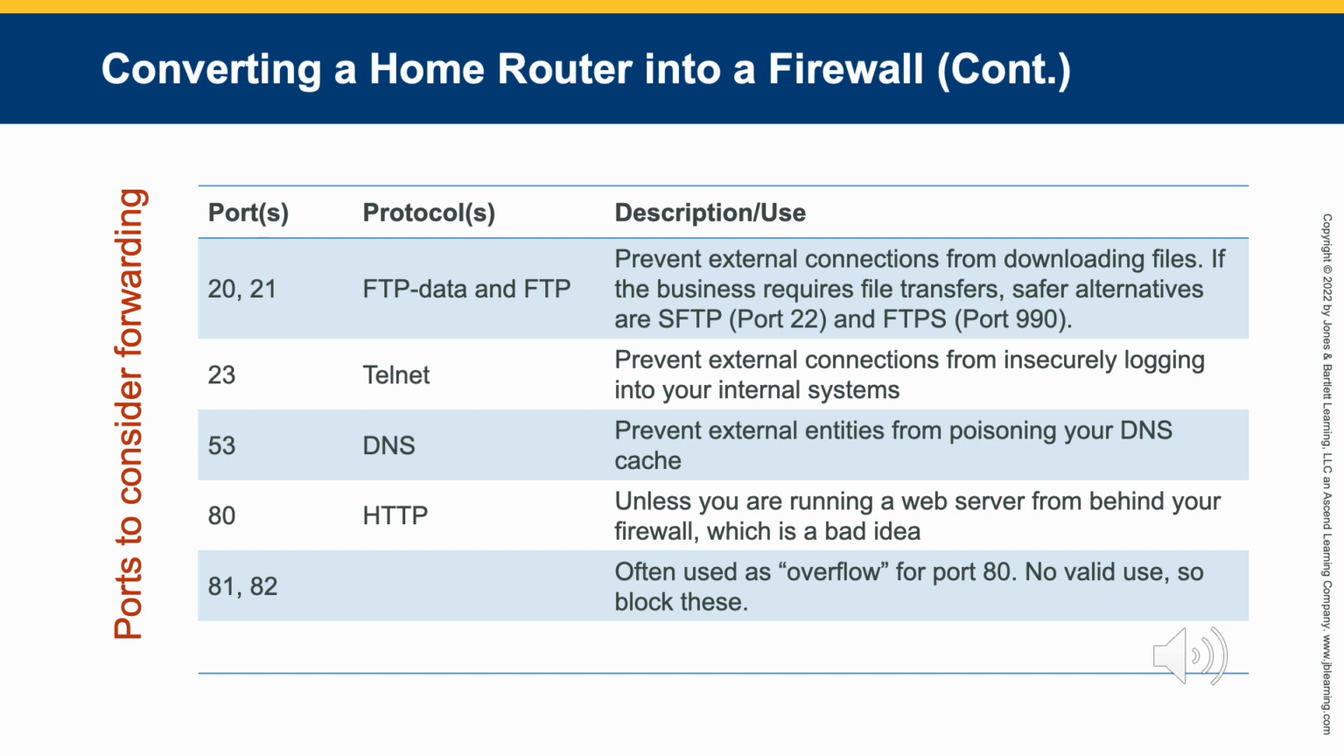You have 23, which is Telnet. Telnet is a clear and open protocol, so you want to use that sparingly. Blocking it prevents external connections from insecurely logging into your internal systems. 53, DNS: block it to prevent external entities from poisoning your DNS cache. And then 80, unless you are running a web server from behind your firewall, which is a bad idea. And then 81 and 82, often used as overflow for 80, have no valid use, so just block those.